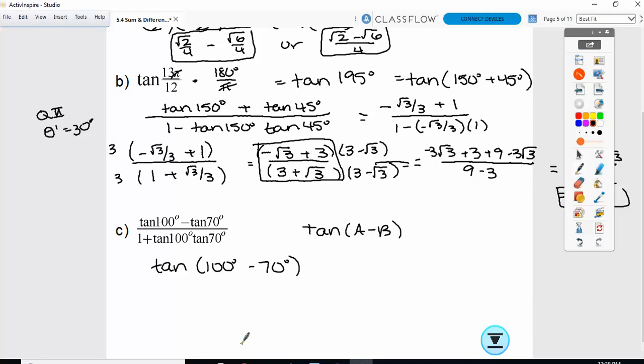So my A is the 100, my B is the 70. 100 minus 70 is 30, and what's the tangent of 30? So these problems hopefully seem pretty familiar after yesterday.